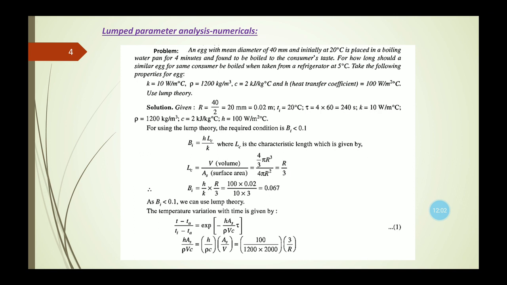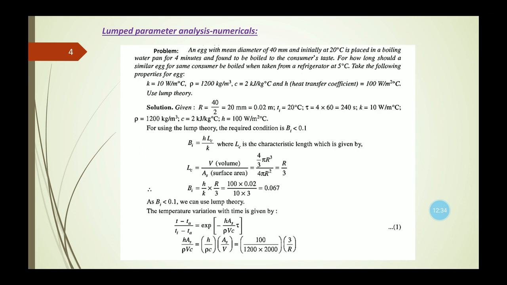Now the formula for the characteristic length is the ratio of the volume divided by the surface area for this given geometrical shape. The value of the characteristic length we are getting as R by 3. So the value of the Biot number we are getting is 0.067. That means it is less than 0.1, so we can undoubtedly use the lumped parameter analysis or the lumped theory.